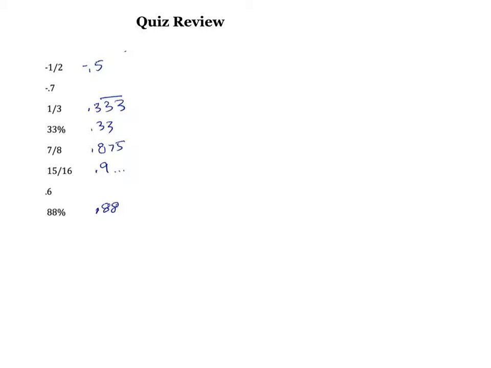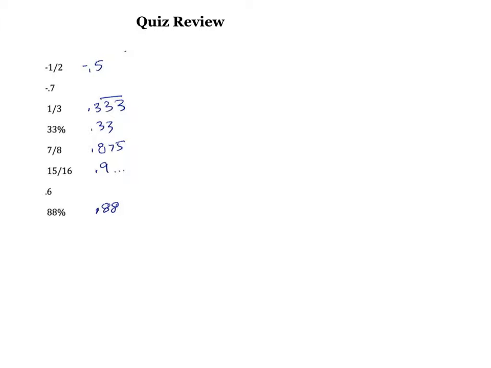Alright, so let's look at the quiz and see how we did with that. The first question wanted you to put in order a series of fractions, percents, and decimal numbers. Anytime we want to put something in order, we need to convert them to the same format. I find it easiest to compare them if we put them all in terms of percent or decimal. Comparing fractions can be a little bit tricky because the denominators are going to be different.